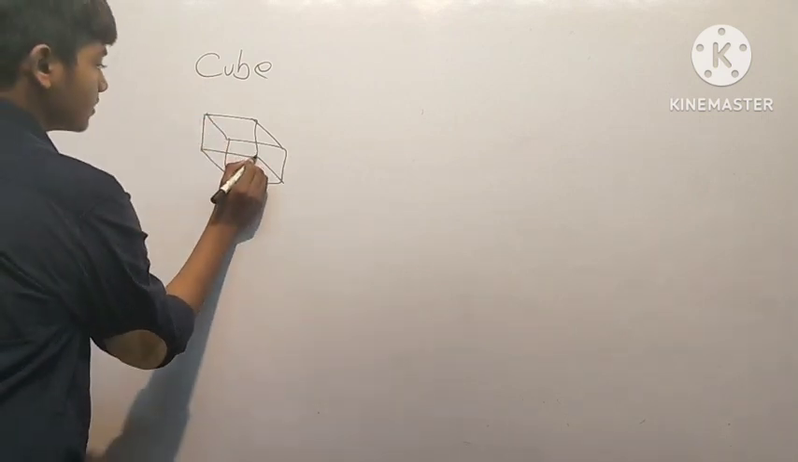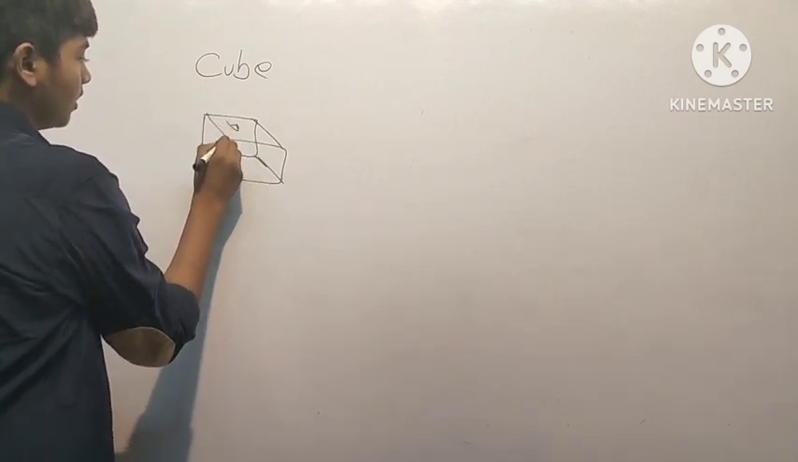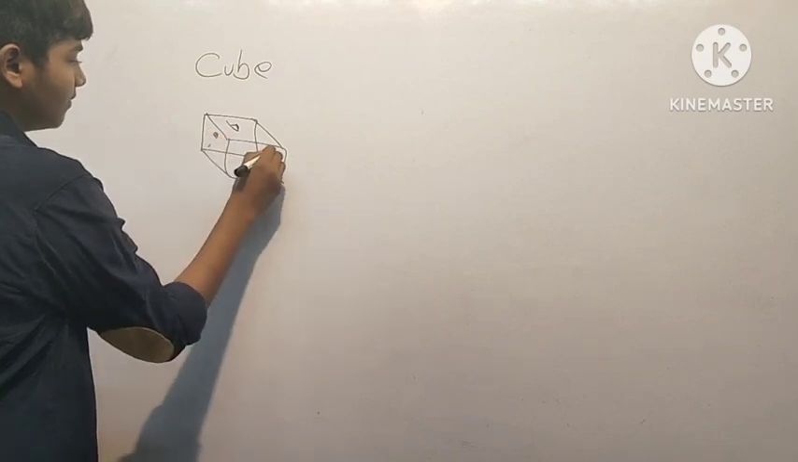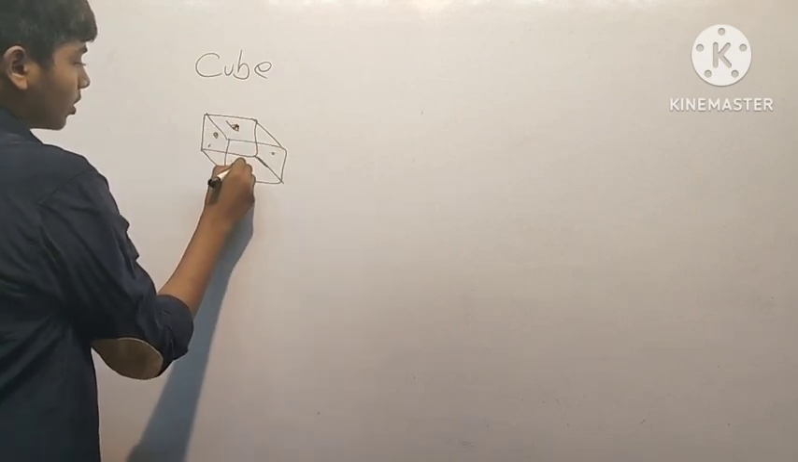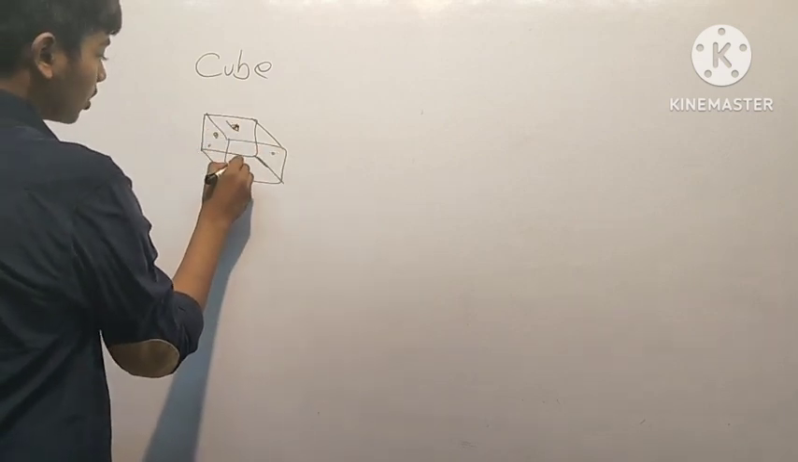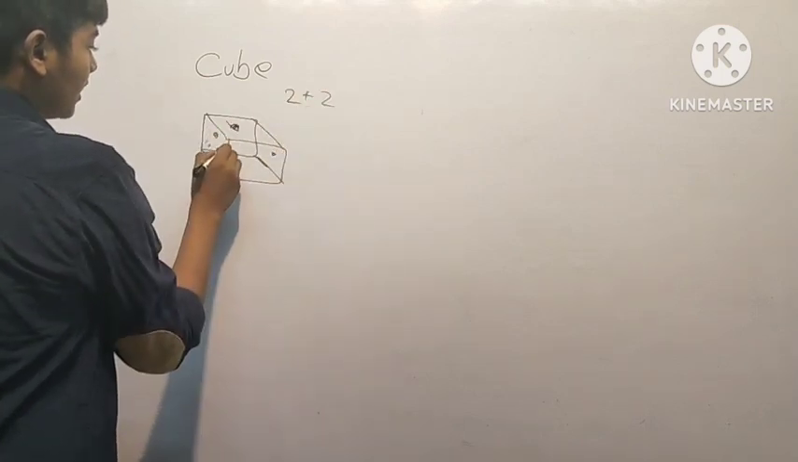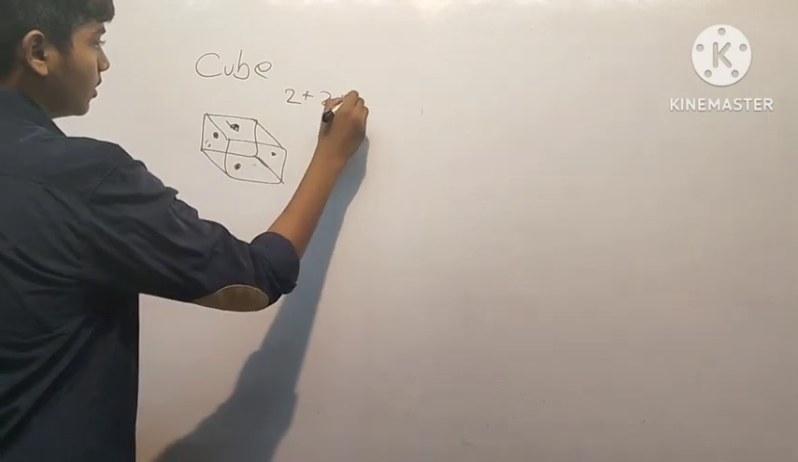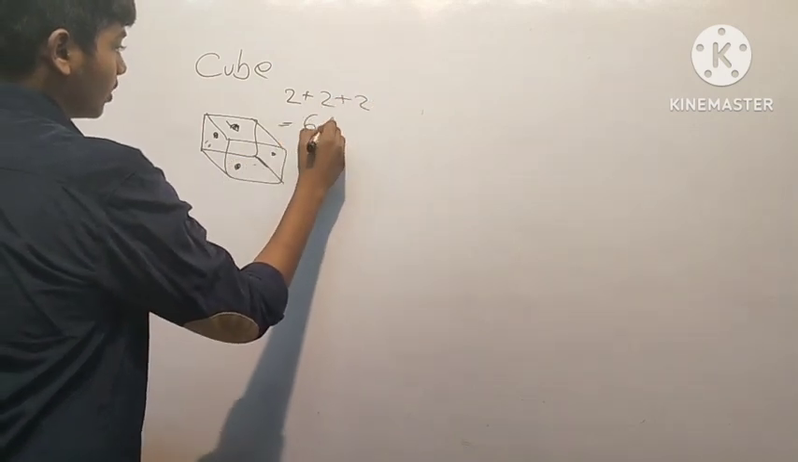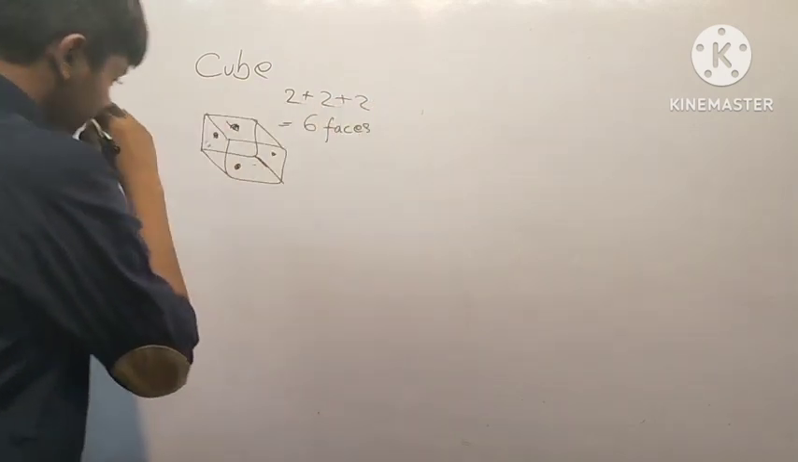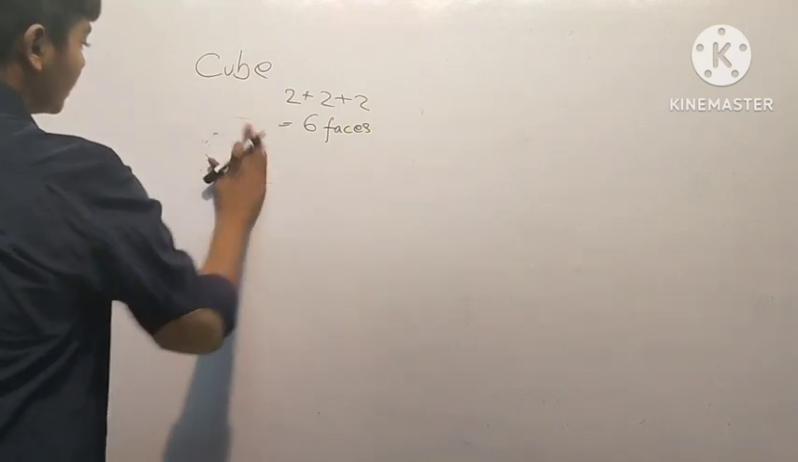It has 6 faces. Face number 1, the back face, 2 side faces, a top and a bottom face. So we have a bottom and a top, 2 side faces, and 1 back, 1 front. So we get 6 faces in total. Correct? Now let's make a cleaner diagram.